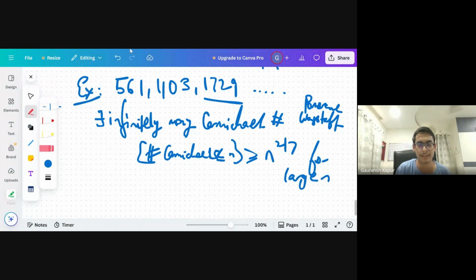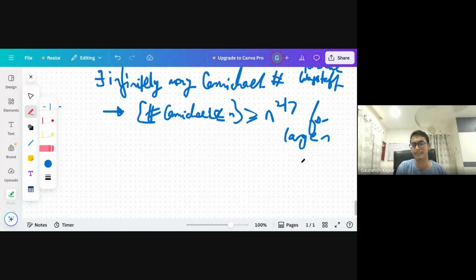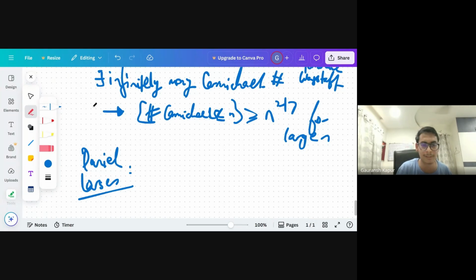And I mean, the proof of that result is quite complicated, so we'll not go into that. But using this bound, we can conclude that there are infinitely many Carmichael numbers. And there is also a very recent result by Daniel Larson. Daniel Larson was a teenager, I think, when he proved this. Now he's probably 21 or 22. He's at MIT in the US, I think.